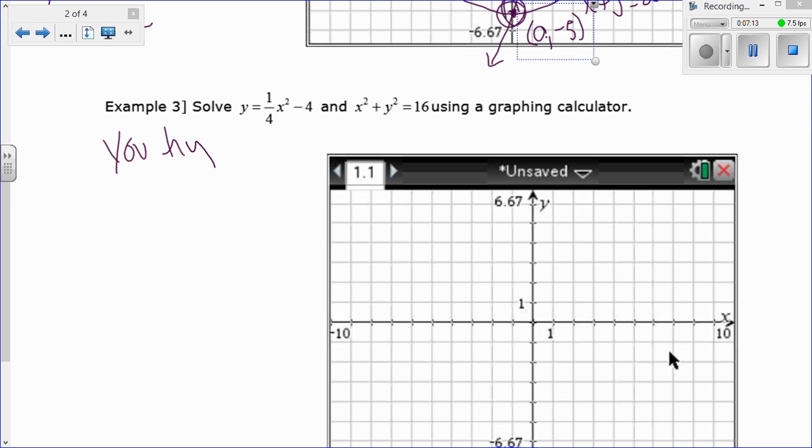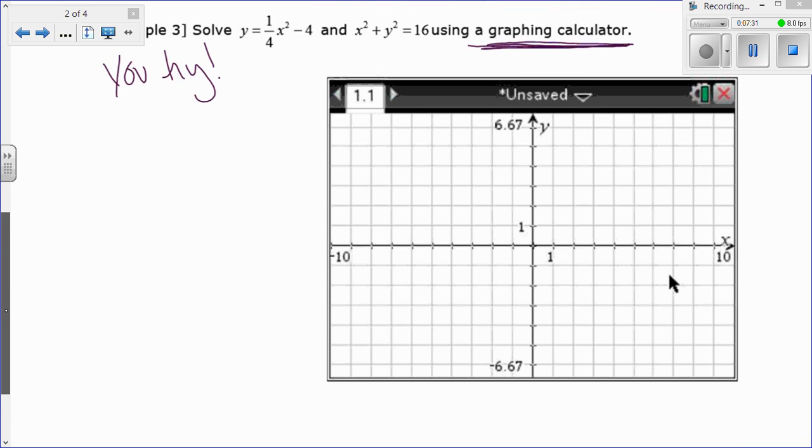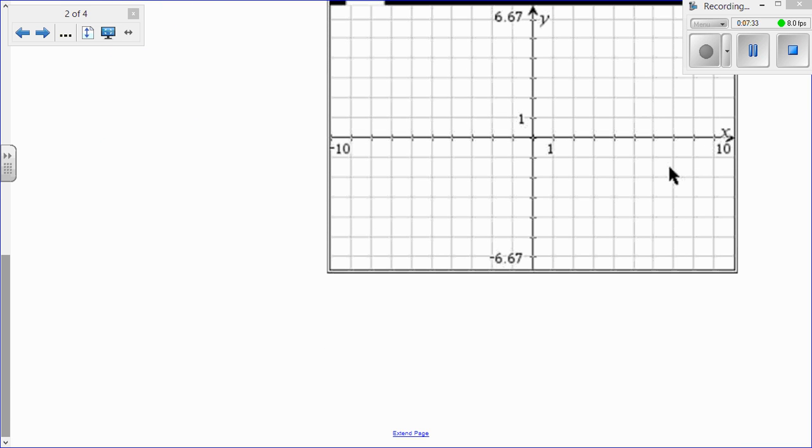You guessed it. Your turn. Use your graphing calculator. If you don't have your graphing calculator, you need to go and get one, whether it be in the office or on your own. All right, next page.